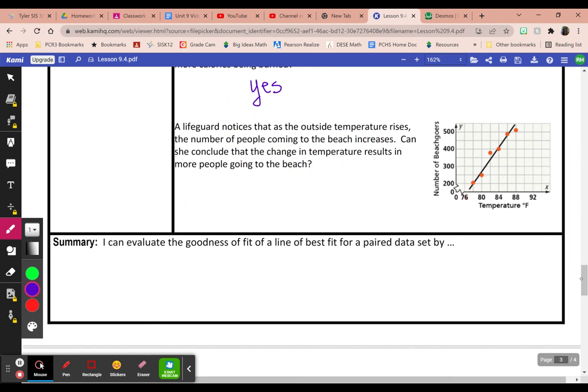All right, and last one: a lifeguard notices that as the temperature outside rises, the number of people coming to the beach increases. Can she conclude that the change in temperature results in more people going to the beach? Well, again, same thing, right? You're noticing this, but it's not necessarily the only reason that people go to the beach, and it's not going to guarantee that that's going to happen. So she didn't conduct any type of experiment. She's just noticing that this is happening. So we would need to probably have more variables there. So this would be no, more variables needed to actually conduct an experiment.